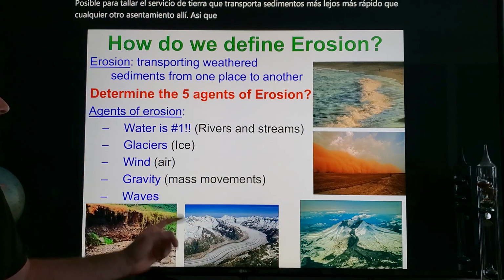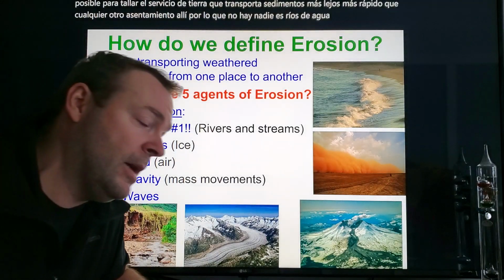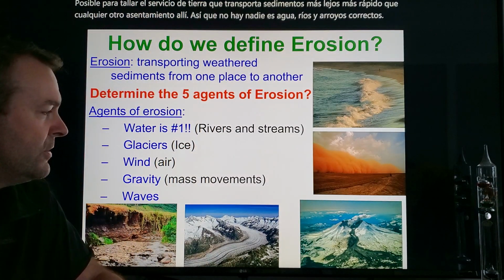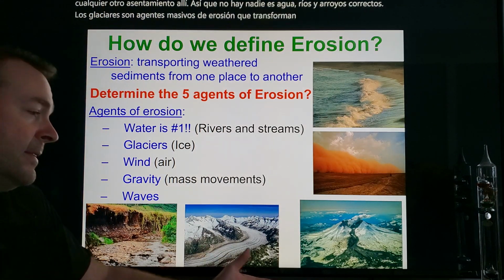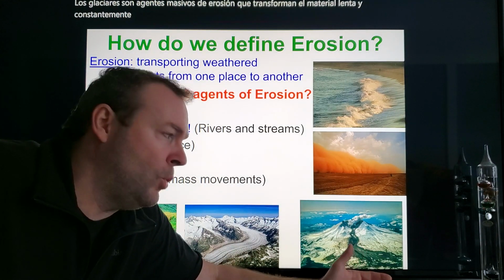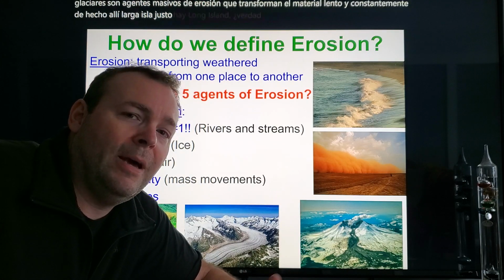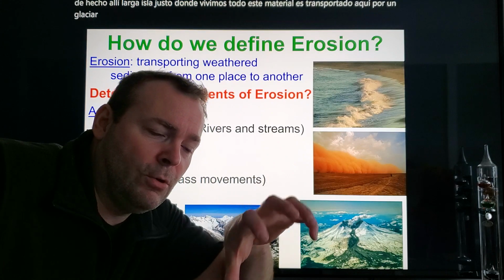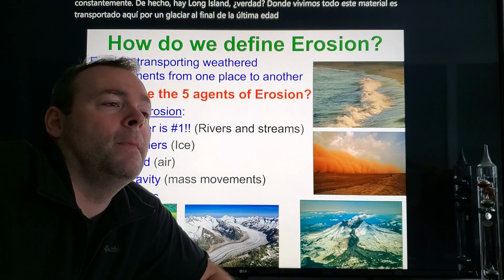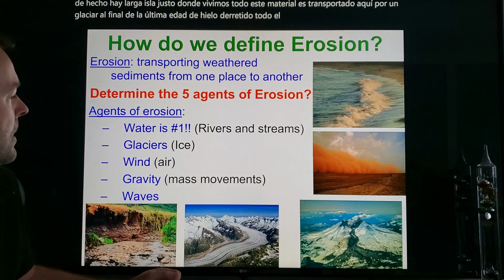Rivers and streams. Glaciers, well, we don't see those in Elmont, but glaciers are massive agents of erosion that transport material slowly and steadily. In fact, Long Island, where we live, all of this material was transported here by a glacier at the end of the last ice age, right? When that glacier melted, all the material was deposited, and that's what we're walking on today.